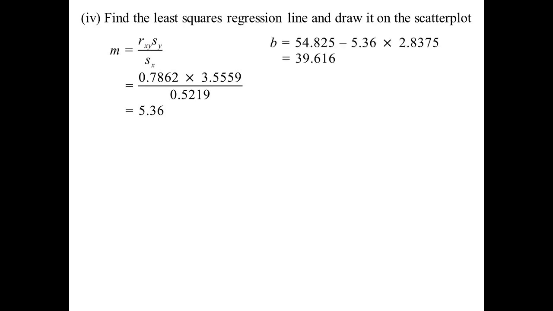Let's now calculate the least squares regression line. Okay, the slope will be the correlation times the deviation of y divided by the deviation of x. Turns out to be 5.36. Calculate out the y-intercept using my formula before, 39.616. So I've got that the line is y equals 5.36x plus 39.62. So how's my line of best fit compared to that?